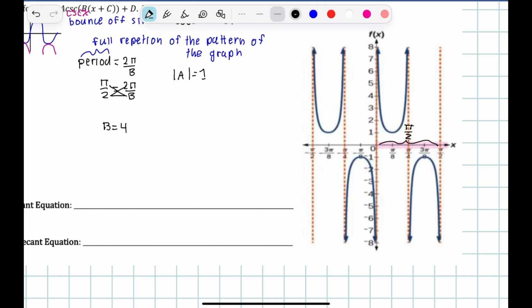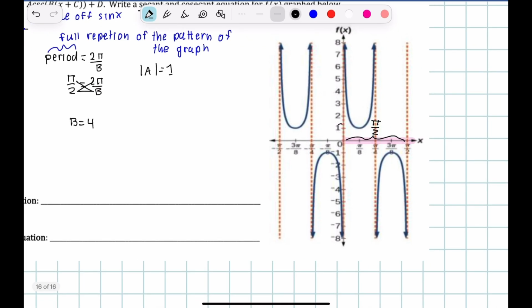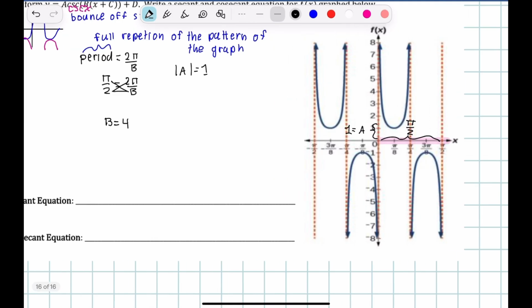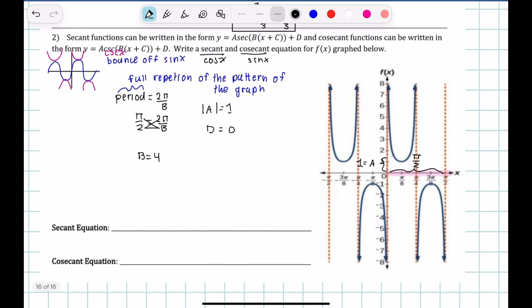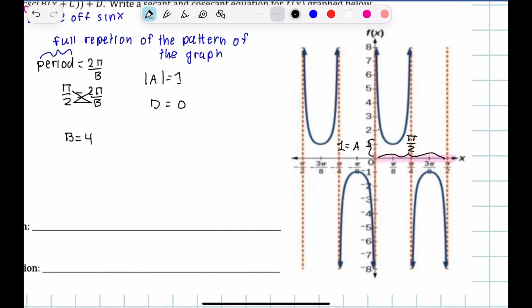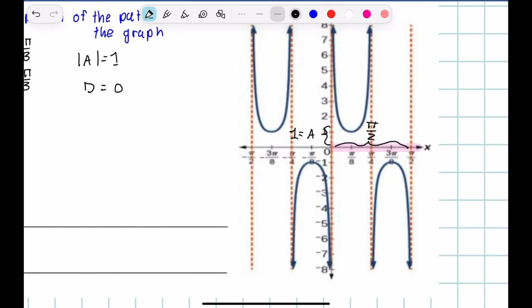just equal to 1. The amplitude is just going to be the height, and here you can see that a is just equal to 1, and d is going to be equal to 0, because we can see that the shift is going to be 0.